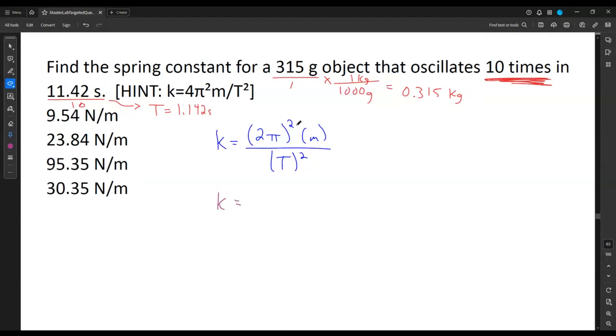The 2 pi part squared becomes 4 and pi squared. Pi is a special number, so it just goes in, stays pi. Our mass, we converted, 0.315 kilograms. And then our time, 1.142 seconds. And then from the formula, that's going to get squared.